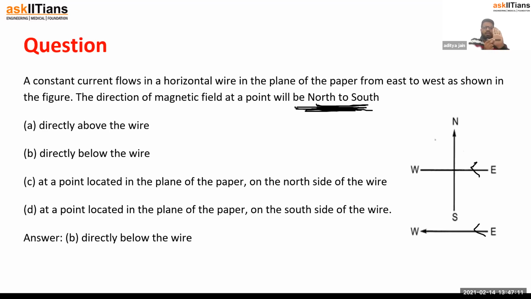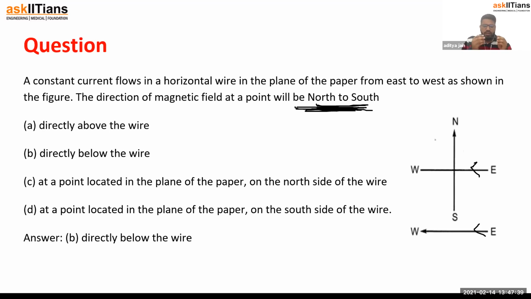So what I am doing, I am aligning like this, and it is written that the direction of magnetic field is from north to south. This was north. North to south. So where is the direction coming? Just behind it or just below it. If you take a point just below the wire, what will you observe? The direction of magnetic field at that point will be north to south. This is north, this is south. So where should the point be lying? Below the wire.